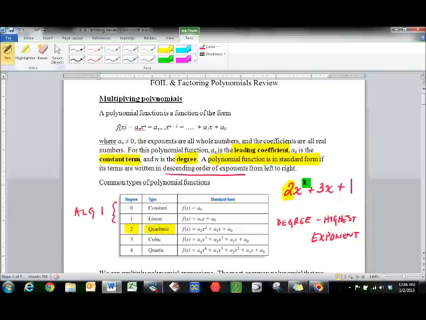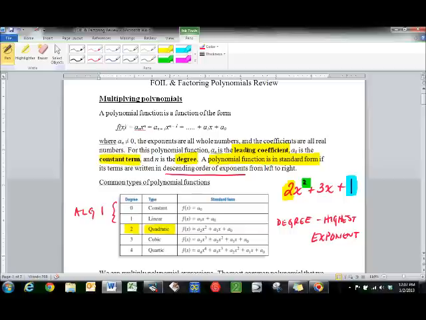Lastly, we have the constant term, and the constant term is the number that does not have a variable associated with it. So the 1 in this case is the constant term. So before we even get fully into multiplying polynomials and factoring polynomials, you'll need to be very clear on the different parts, how to write a polynomial in standard form. You will be tested on these things, and so you need to have a good working understanding of them.